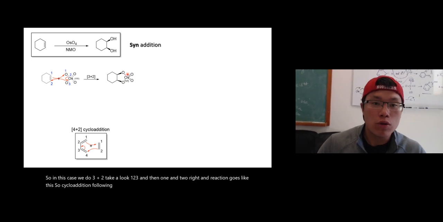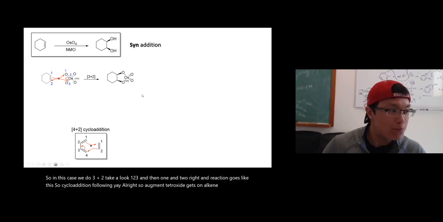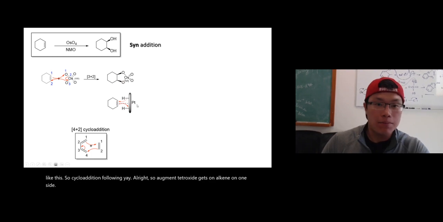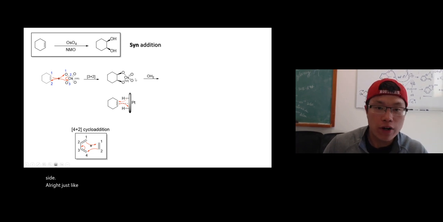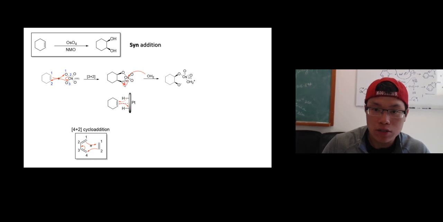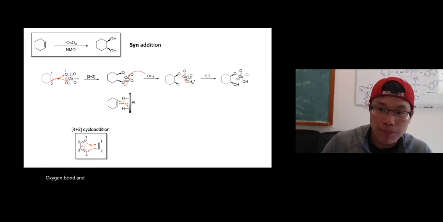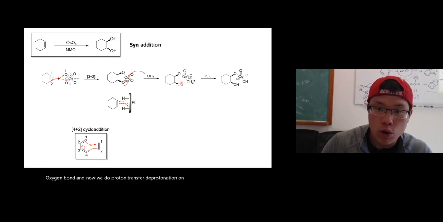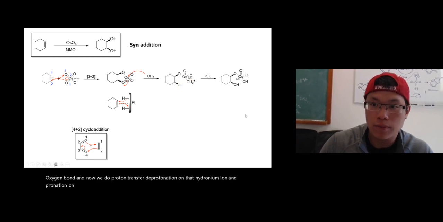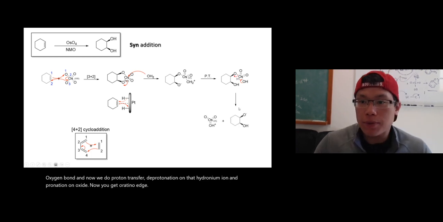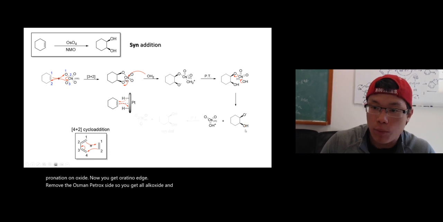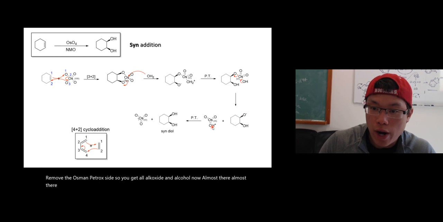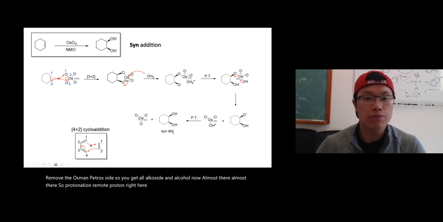So osmium tetroxide gets on the alkene on one side, just like the platinum, just the same thing. Then water goes further and undergoes hydrolysis, removing one osmium-oxygen bond. Now we do proton transfer, deprotonation on that hydronium ion, and protonation on the oxide. Now you get OH and OH. Now remove the osmium tetroxide, so you get alkoxide and alcohol. Almost there. Protonation: remove the proton right here, add a proton right there, so you get a syn diol.